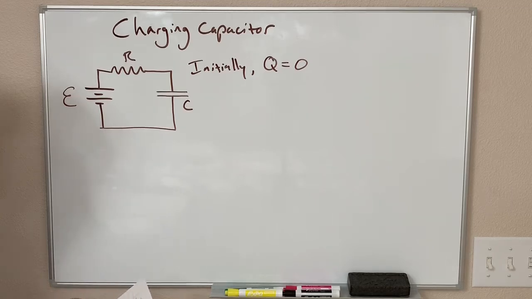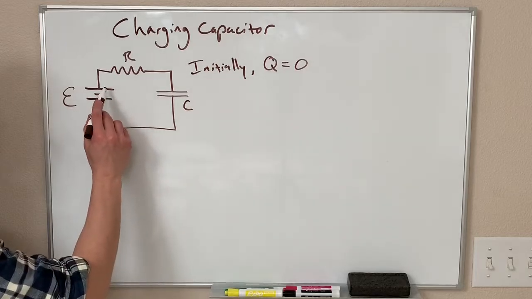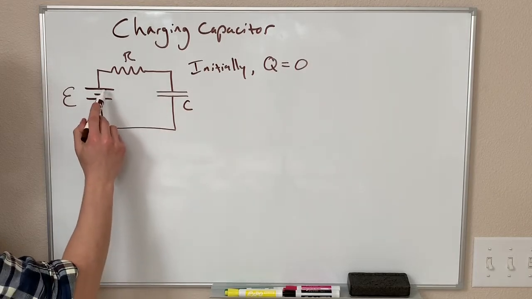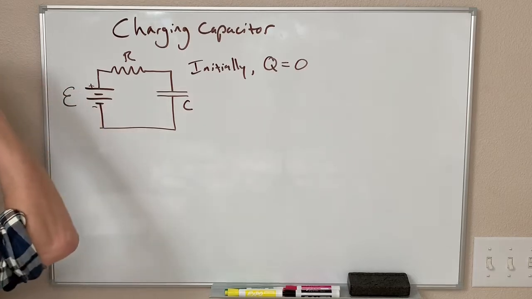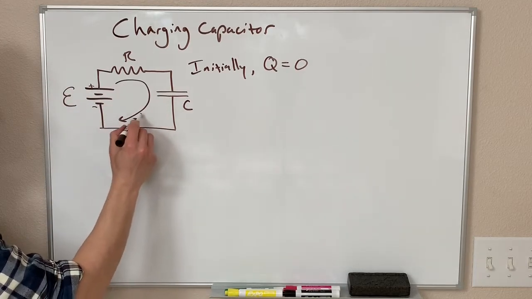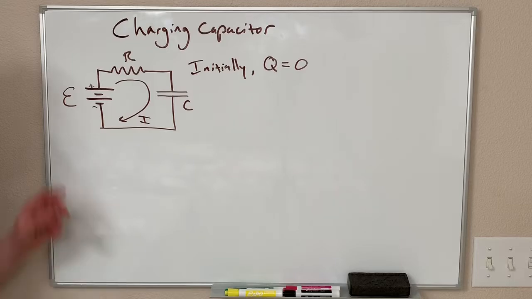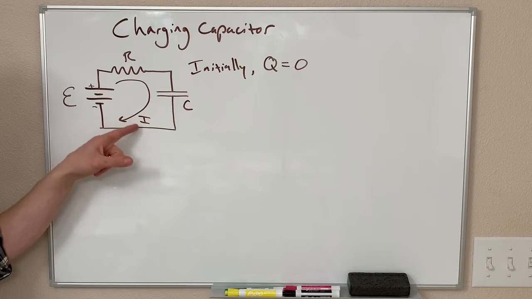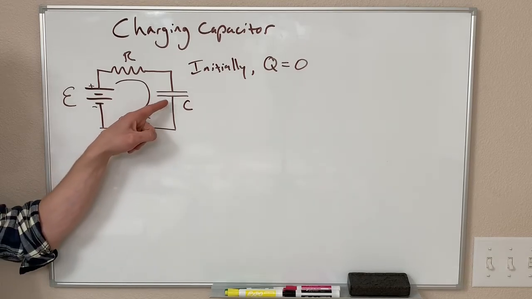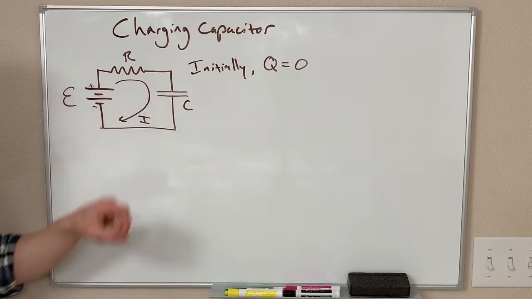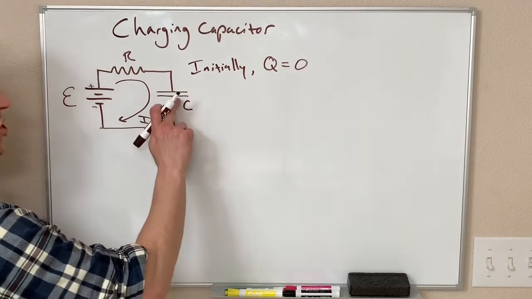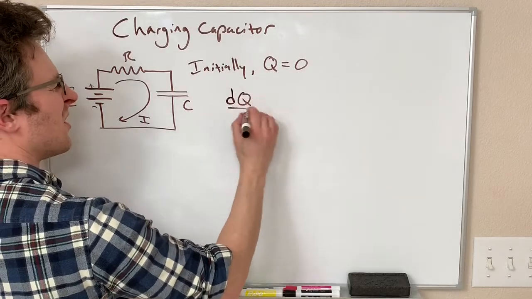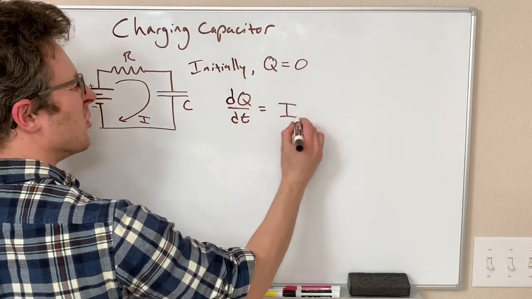Okay, so we can write down some things that we know. So if we have a current, it is going to be flowing clockwise through the circuit, right? This is the positive side, this is the minus side. So we're going to have a current flowing like this. When that happens, charge is going to be building up on the capacitor. So if I is positive, Q on the capacitor is increasing. So in other words, the change in that charge over time is just equal to the current.